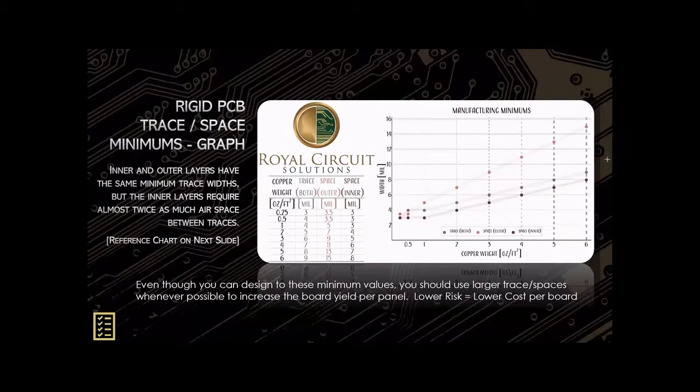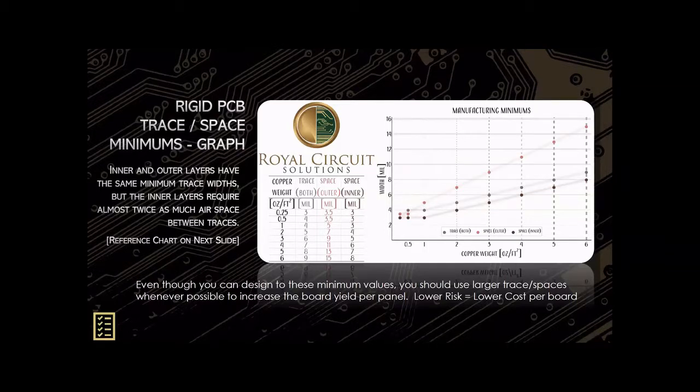Another useful tool that we provide is our minimum trace and space chart. On the left side, if you look for the copper weight that you're going to be using, you can follow that minimum trace and space rule. There's a slightly different set of rules based on inner and outer layers. We're able to get tighter gaps on your outer layers than we are on the inners, but we can usually meet the design needs just by changing copper weight sometimes.